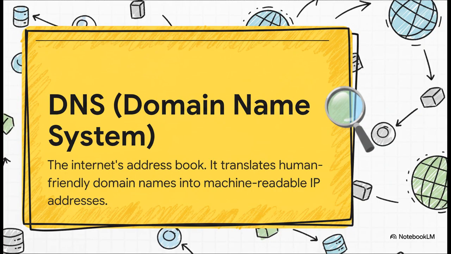The answer is something called the Domain Name System, or DNS. And honestly, the best way to think about it is as the internet's giant universal address book. It's this massive global database that takes the human-friendly name you give it and in an instant finds the machine-friendly IP address it needs. This is the absolute critical first step that points your request in the right direction.